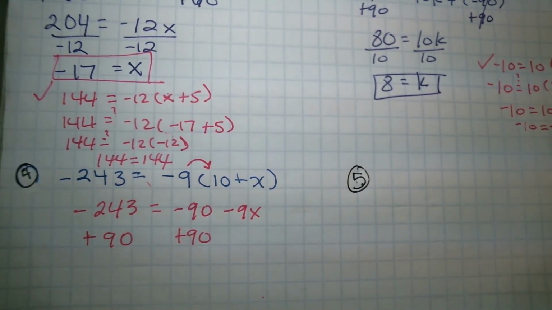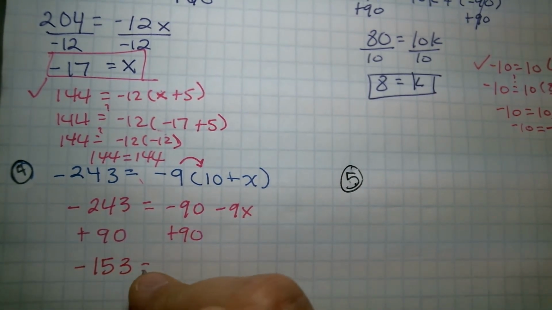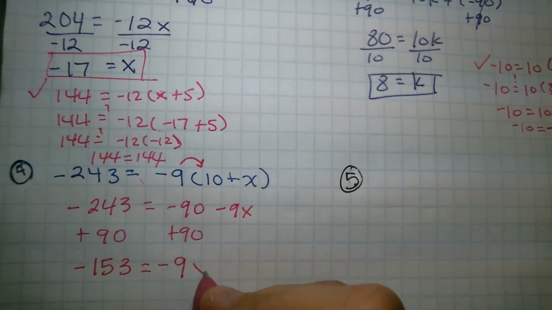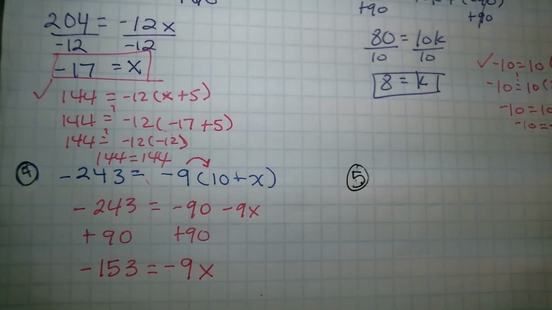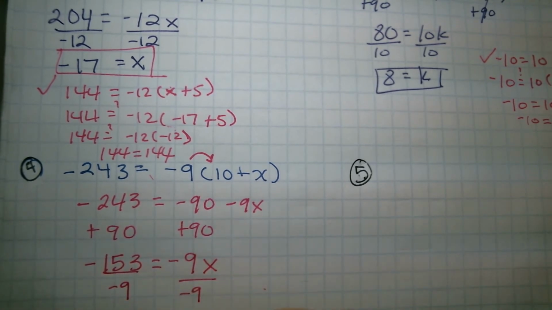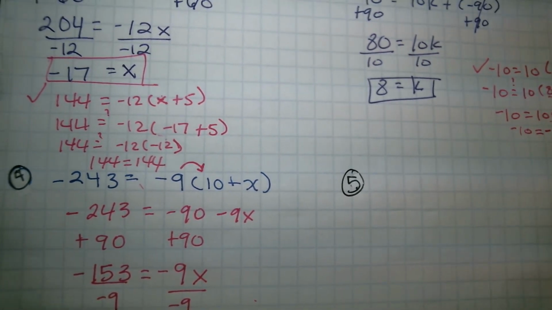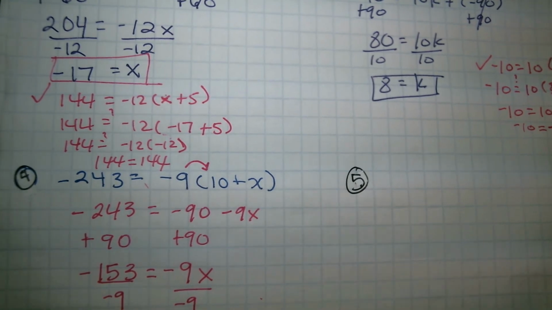Negative 243 plus 90 is negative 153 equals negative 9x. Divide by your coefficient of negative 9 on both sides. So a negative divided by negative is a positive. 153 divided by 9 is 17. All right, let's finish this off and check.